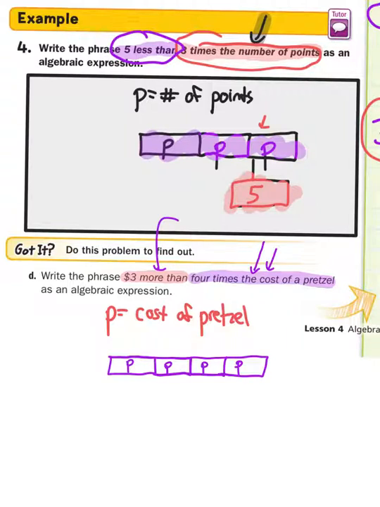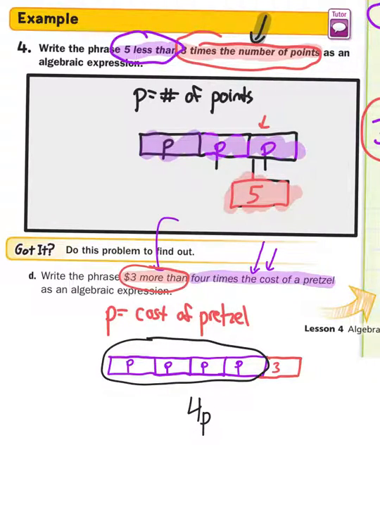Now in red here it says 3 more than that. So I'm not subtracting this time, I'm adding on 3 onto the end. Now if you messed up your bar diagram, fix it and learn from it, but the main thing is your expression. So now I'm going to write my expression. Remember, 4 times the cost of a pretzel is 4p. That's what I have here. I have 4 p's. But then I added on $3. So I should have 4p plus 3.